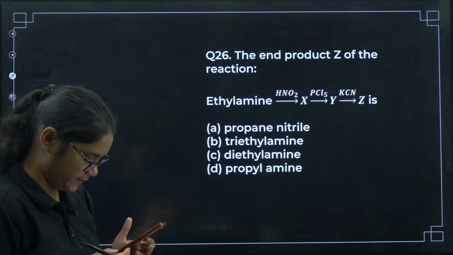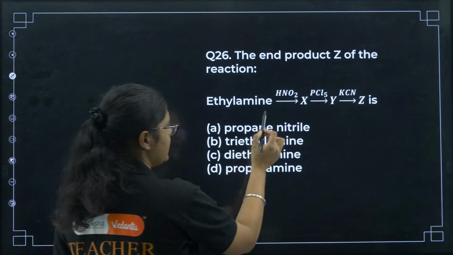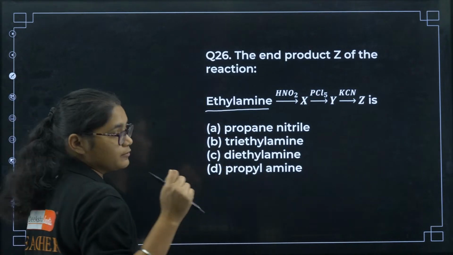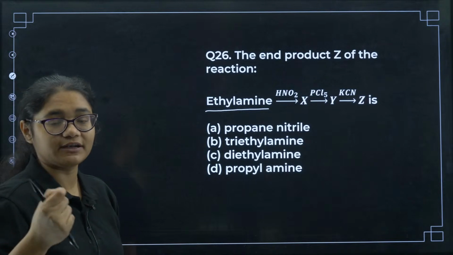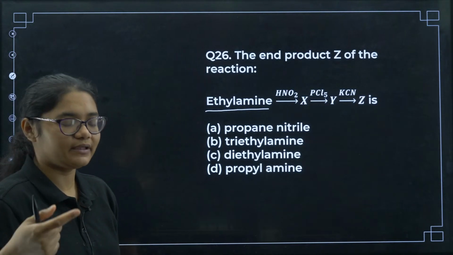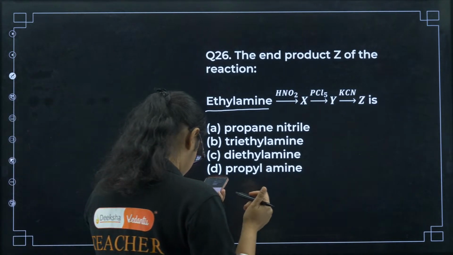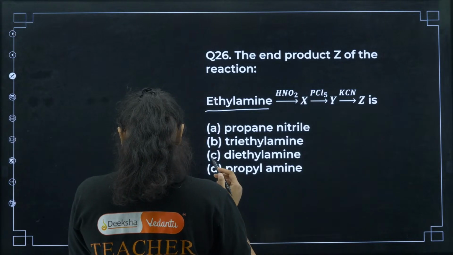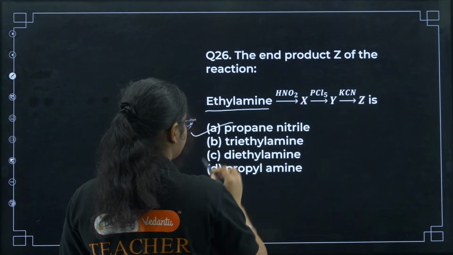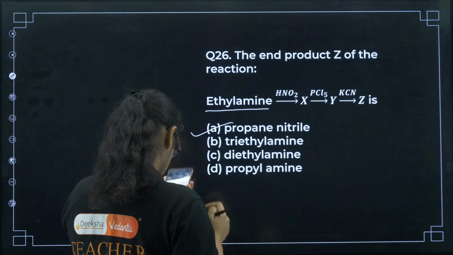No answer yet. Okay, this is a very easy question, right? If you have ethylamine, whenever you have aliphatic amines reacting with HNO2, we get alcohols, right? Yes, Sampath has given the correct answer. 26A is the correct answer.